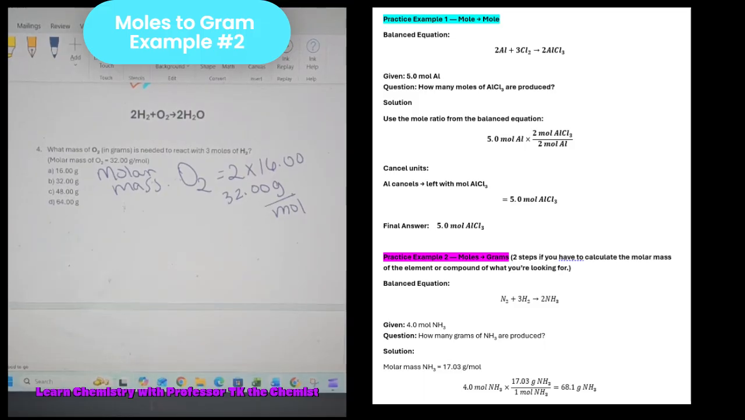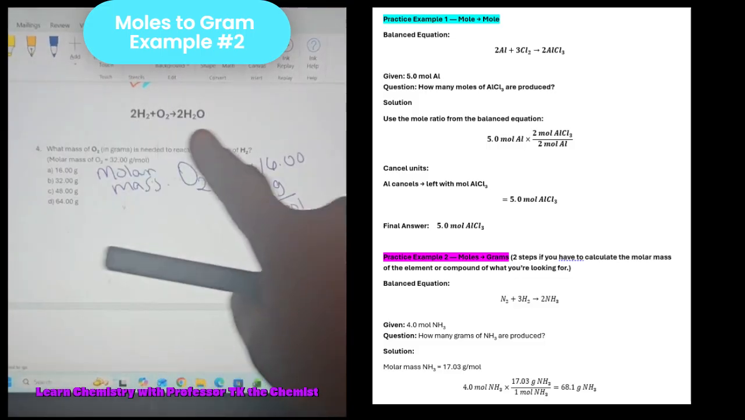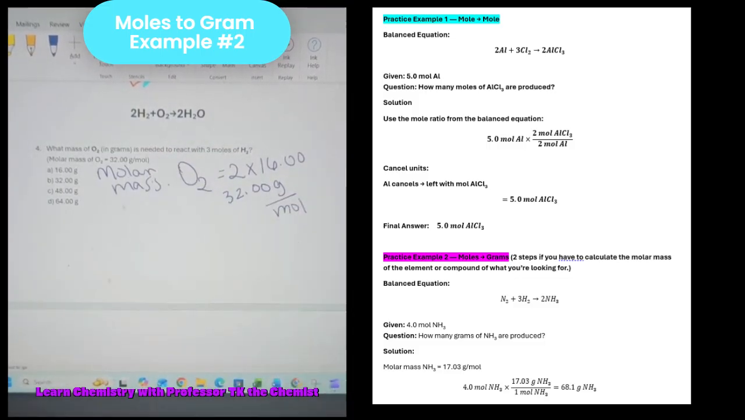So speaking of which, let's do this next one then. Okay, well, again, we're using the same formula, the same reaction. And it doesn't matter what I put up here, the process still works the same.